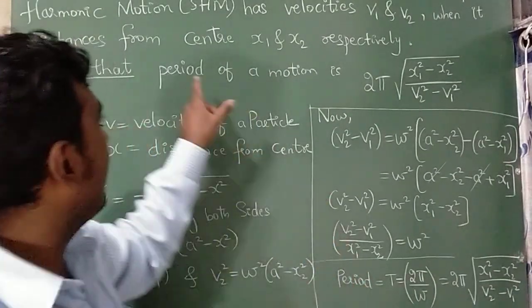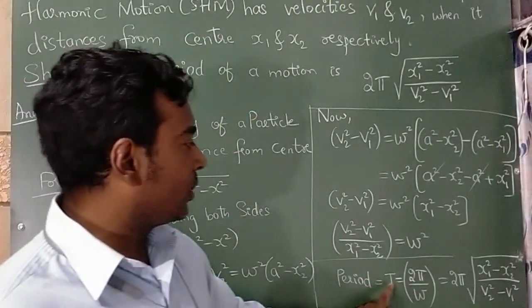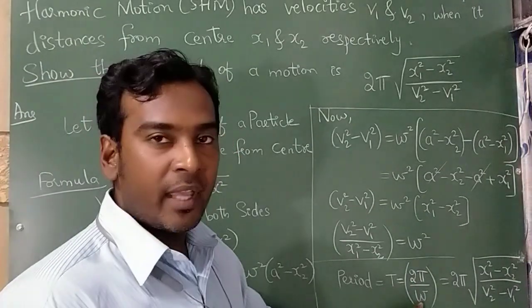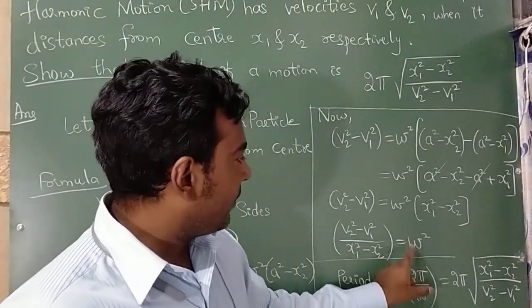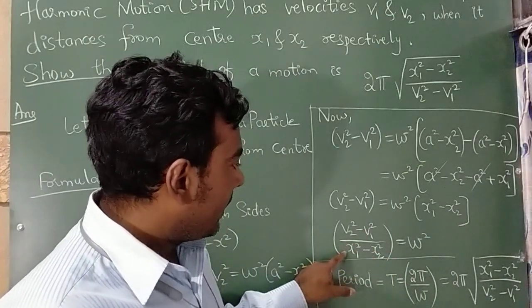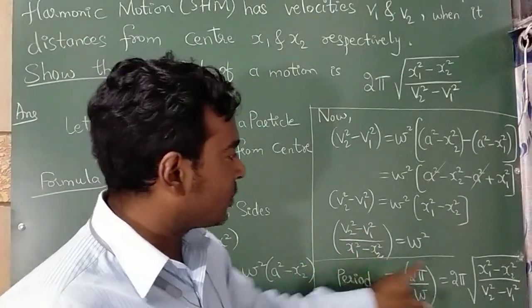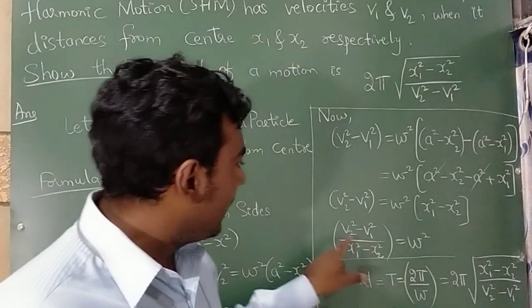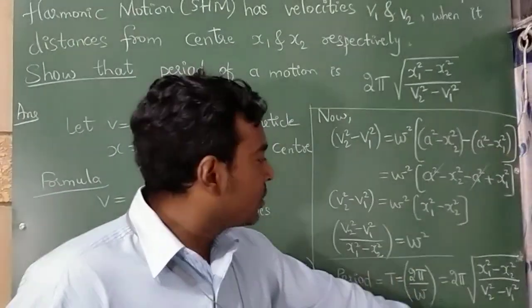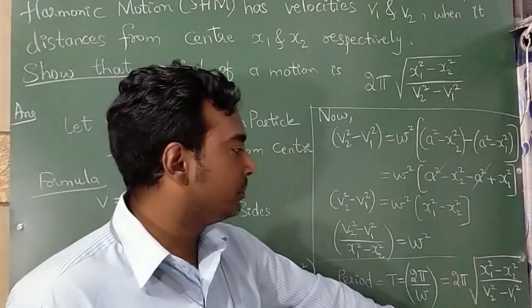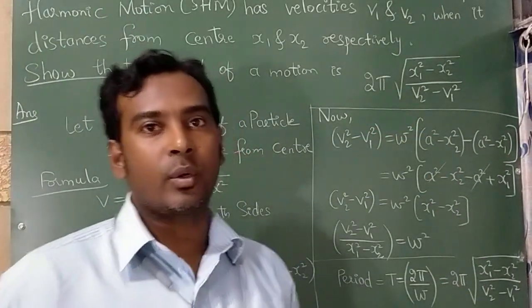Fine. Now they have asked period. So period T is equal to 2 pi by omega, is equal to 2 pi in place of omega. If I substitute this, then this x1 square minus x2 square will go to the numerator and v2 square minus v1 square will come in the denominator. So this is the final answer. Fine. Let's move on to the 11th question.